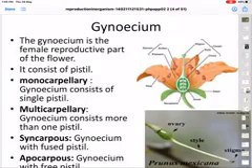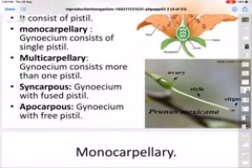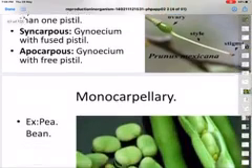A gynoecium is the female reproductive part of a flower. It consists of a pistil, and if it has got a single pistil, then we say it is monocarpellary. And if it consists of more than one pistil, then we say multicarpellary. And in some flowers, the pistils of the gynoecium will be fused, and then we say it is syncarpous. Syn means fused. And in apocarpous, of course, the gynoecium will have free pistils.